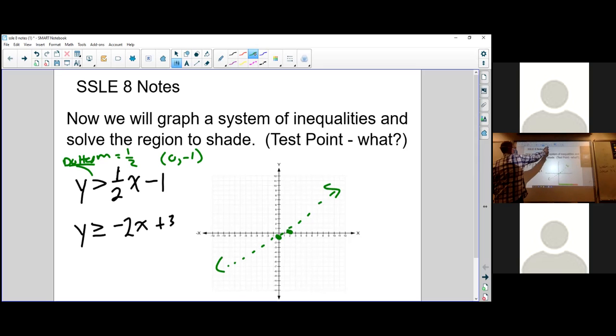Second equation, when I graph it, I get 0, 3. I get a slope of -2/1. So from that dot, I'm going to go down 2, right 1. But this is going to be a solid line.